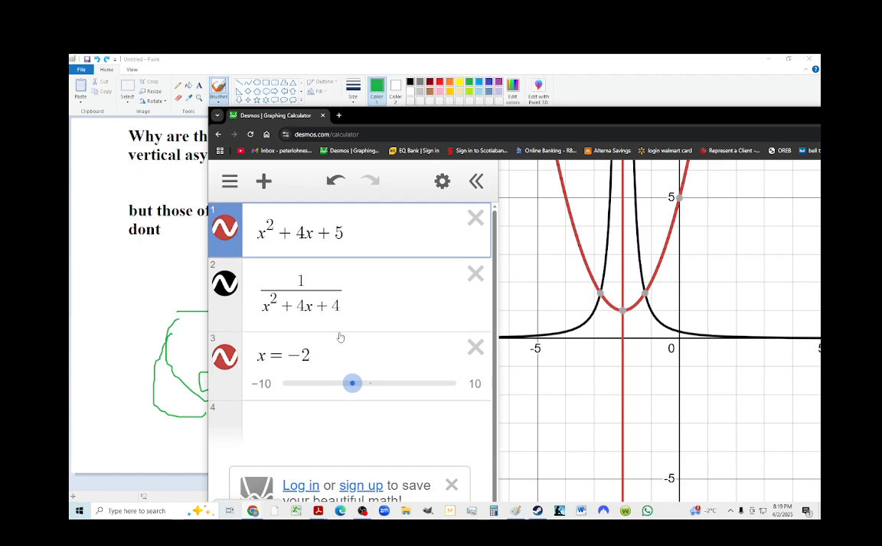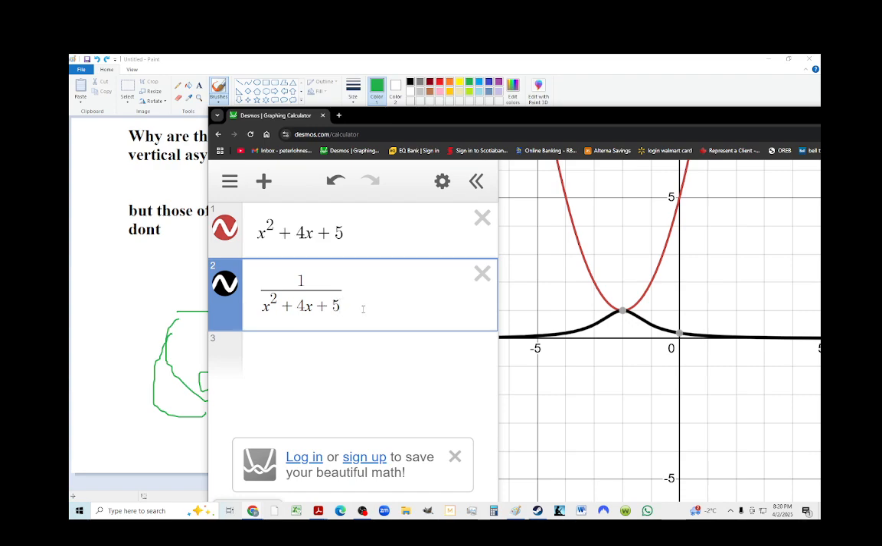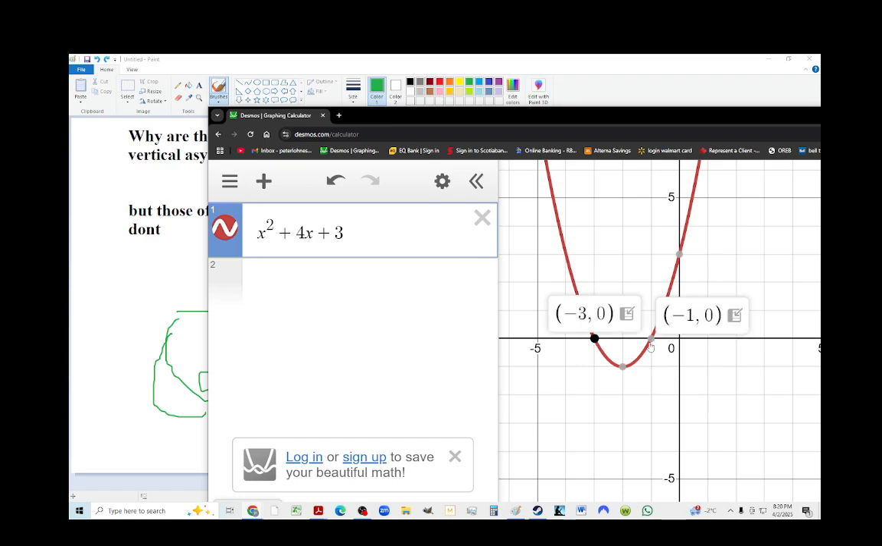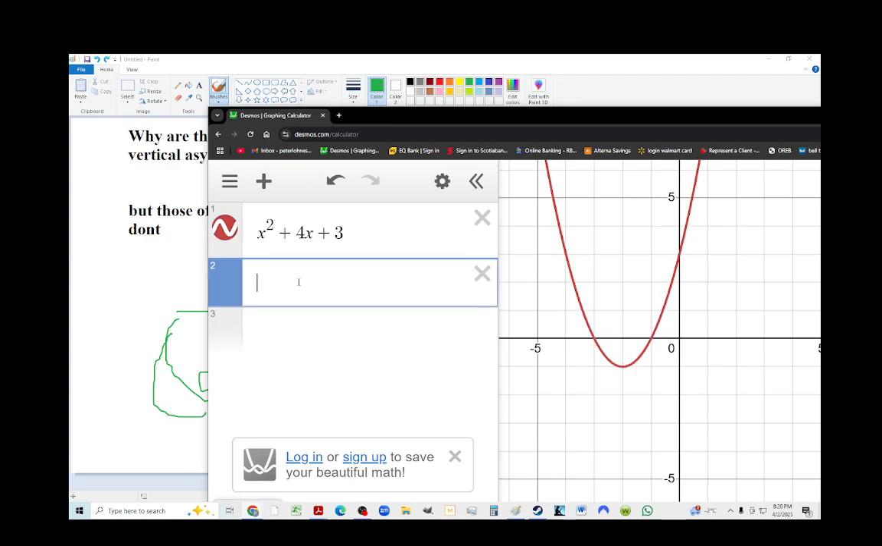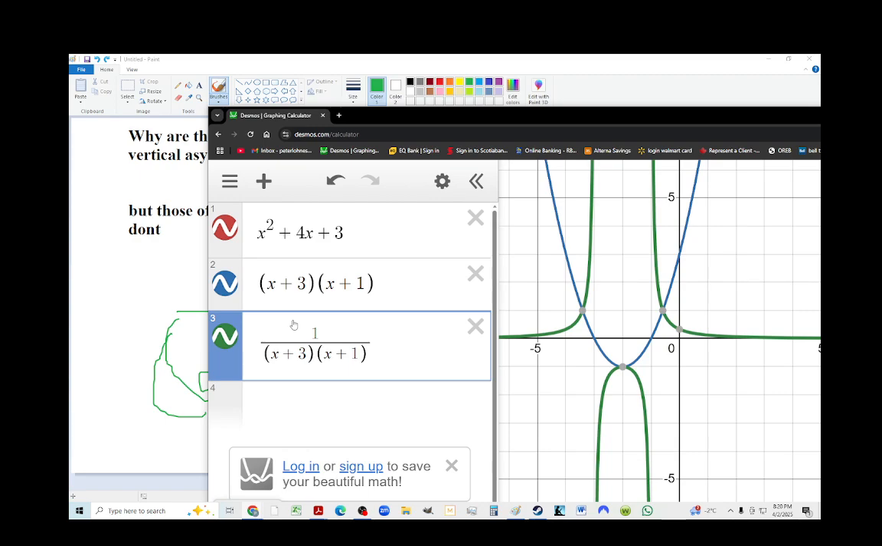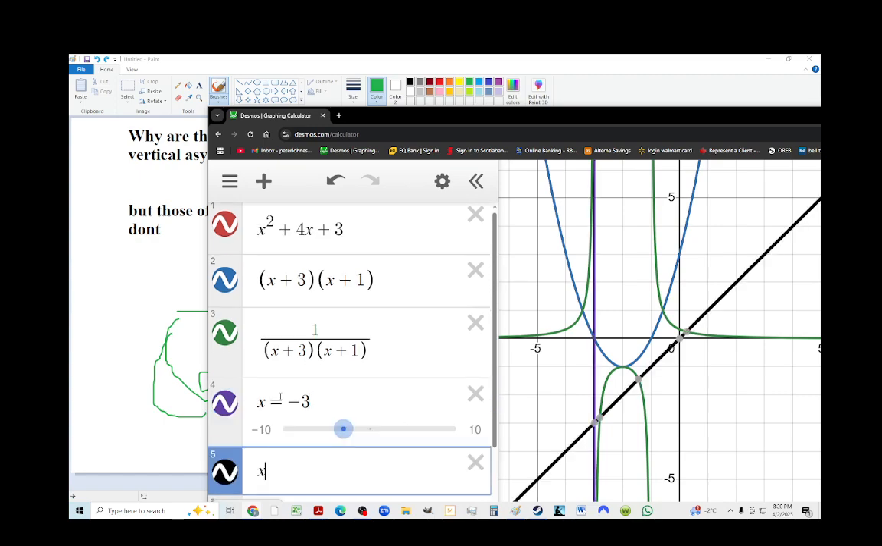However, if that quadratic is above the x-axis, you will never see a vertical asymptote. You'll see just this weird bump, and then down we go. If we have a quadratic that has two, we can see it has two factors. We can see that the factors are x plus 3 and x plus 1. This will be the same quadratic. So we can imagine that if we have 1 over that, neither of those brackets can be 0. Therefore, we will have a vertical asymptote at x is equal to minus 3 and x is equal to minus 1.